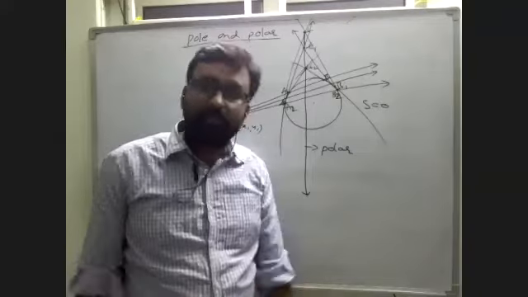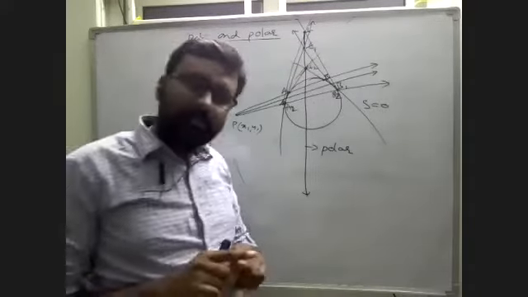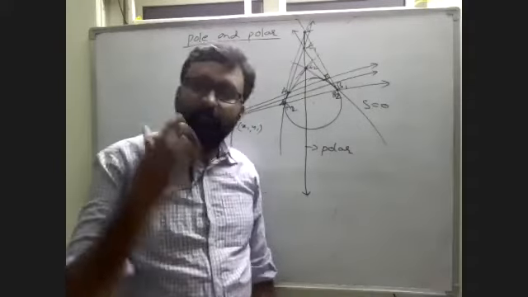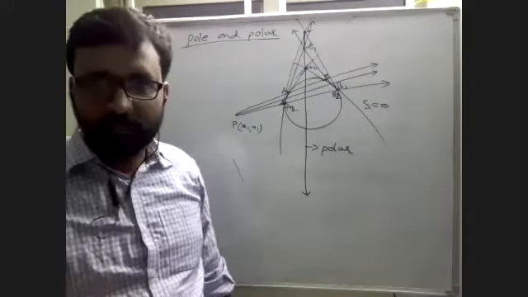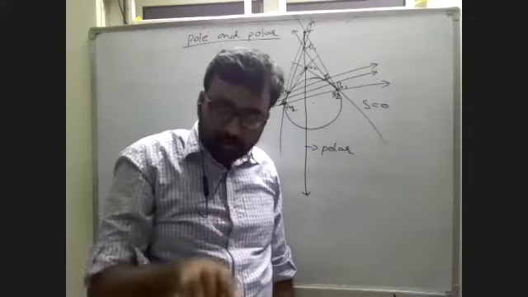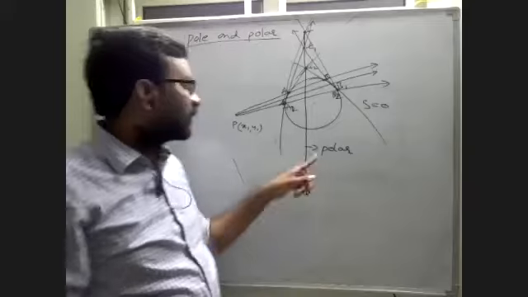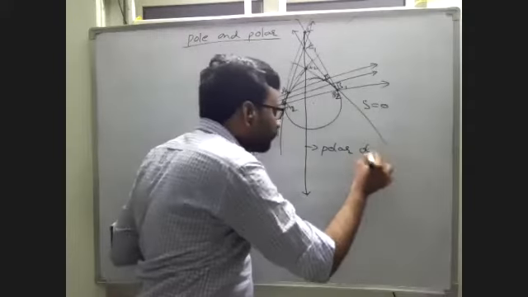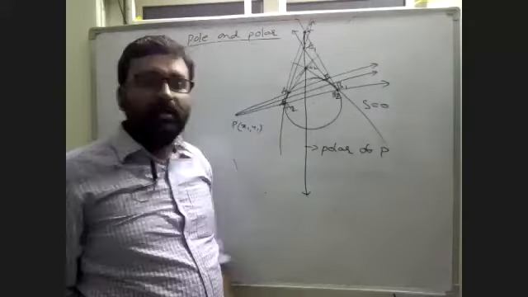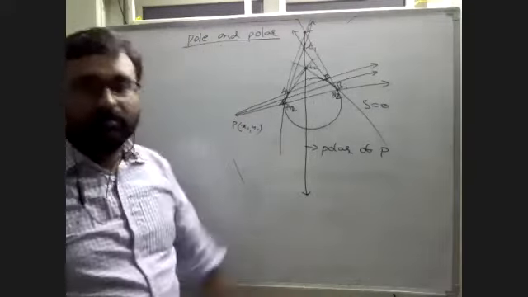And at those distinct points, we can draw tangents. Those tangents intersect at some point. Like that, we get many points of intersection. Why? Because we can draw many secants, and the locus of those points is called the polar of P. It's called the polar of P, and this P is called the pole.